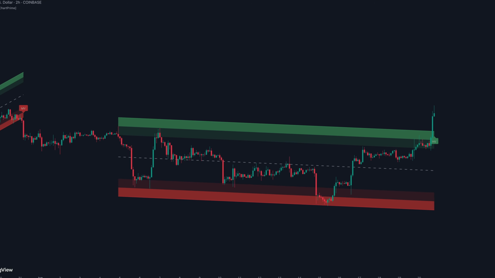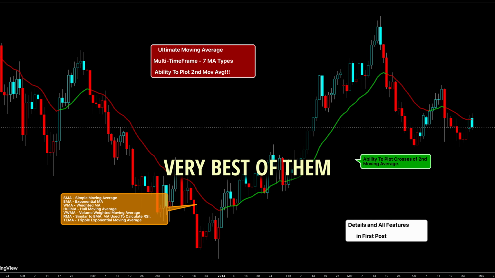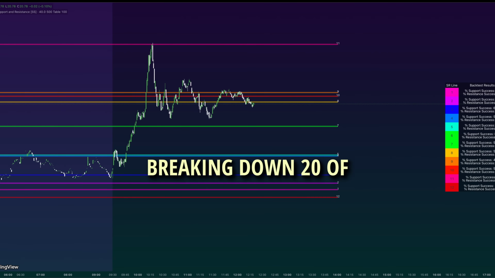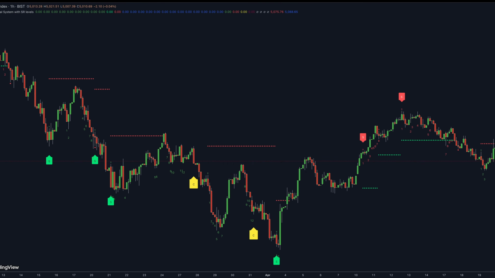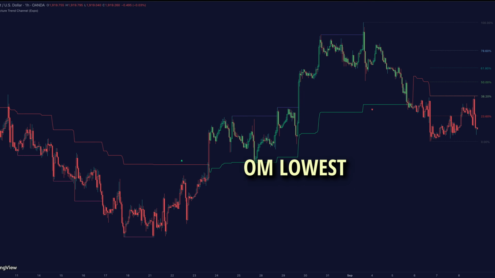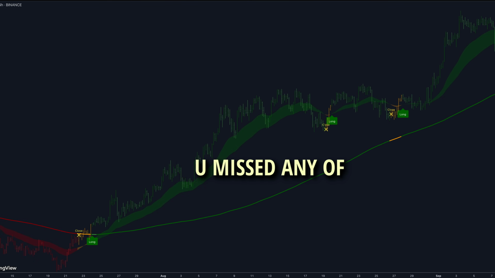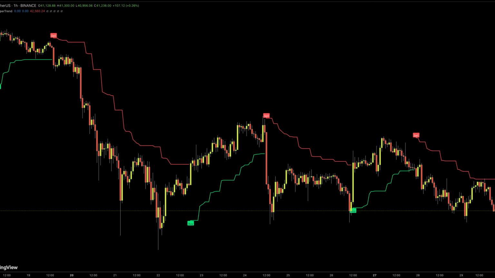We tested dozens of TradingView indicators so you don't have to, and this recap covers the very best of them. Today, we're breaking down 20 of the most powerful TradingView indicators we've reviewed so far in 2025, all ranked from lowest to highest, so you know exactly which ones stand out. If you missed any of the individual videos, don't worry, we've pulled it all together for you right here. Let's dive in.